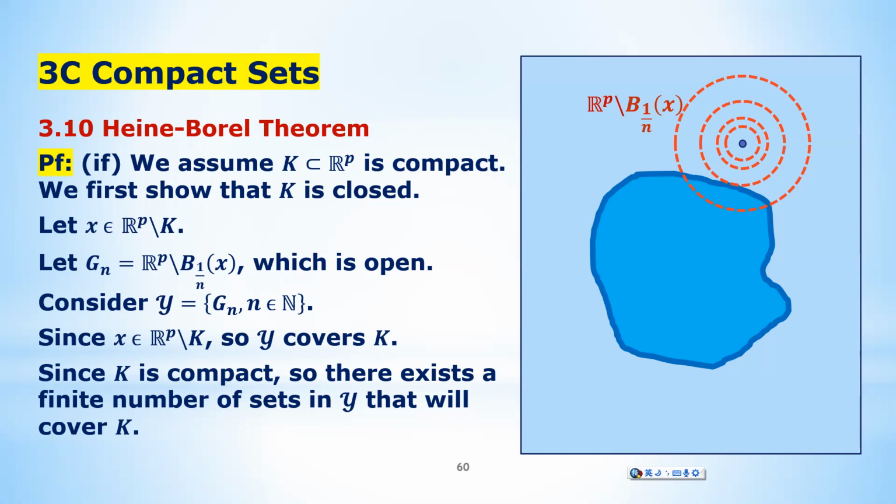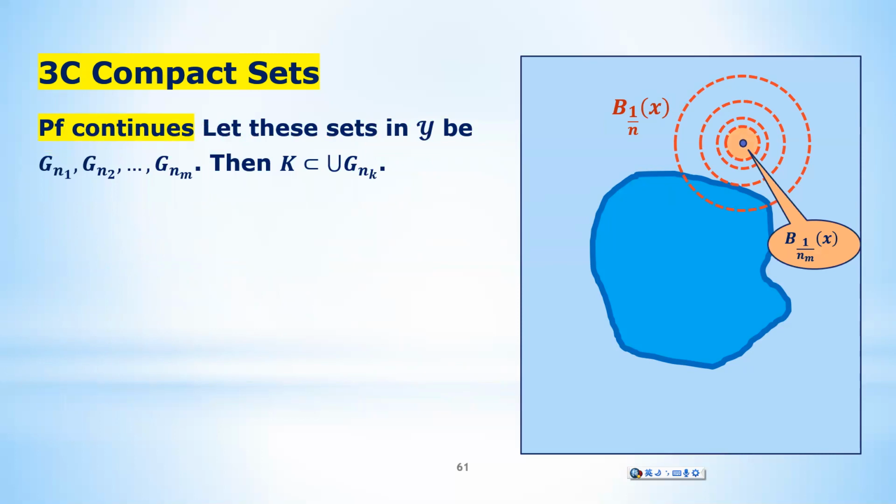Now since K is compact, there exists a finite number of sets in Y such that they still cover the K itself. By the compactness, there exists only a finite number of sets in Y, so that the union of this finite number of sets also contains K. Let's denote this finite number of G sets to be Gn1, Gn2, all the way to Gnm. Finite number of them, okay?